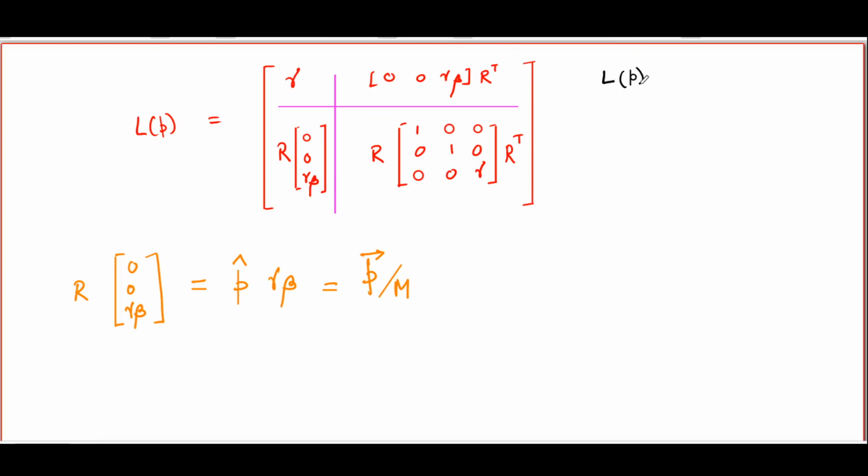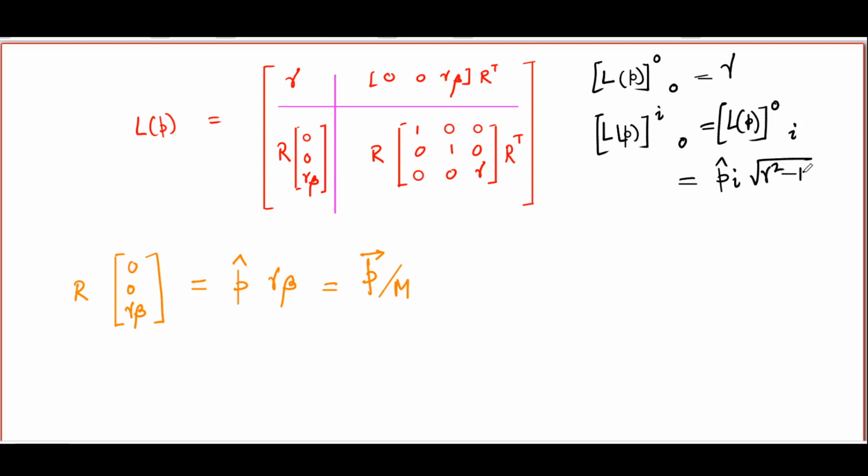L of P's 0,0 component, we have already seen that, that's simply gamma. L of P's i0 component, which is what we have seen right now, where i runs over 1, 2 and 3, is exactly the same as L of P's 0i component, given by P hat i root over gamma square minus 1. I am writing this here simply because that will make the connection with Weinberg's results direct. Although I could write gamma square instead of gamma square minus 1, I would have personally preferred to write gamma beta, or just use the fact that these are really the momentum's ith component by the mass.